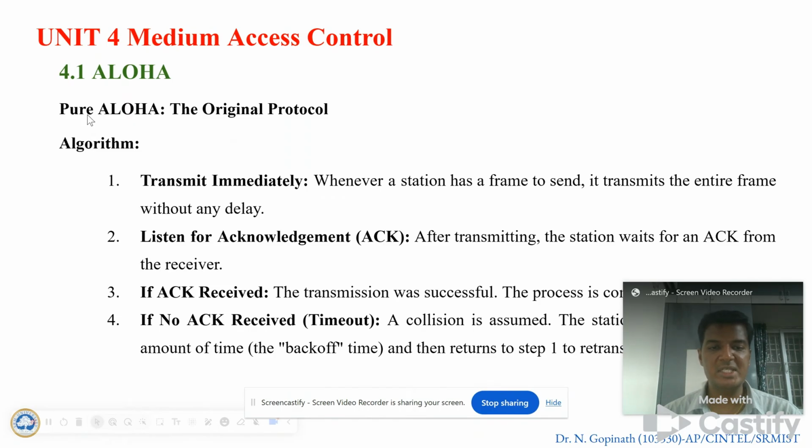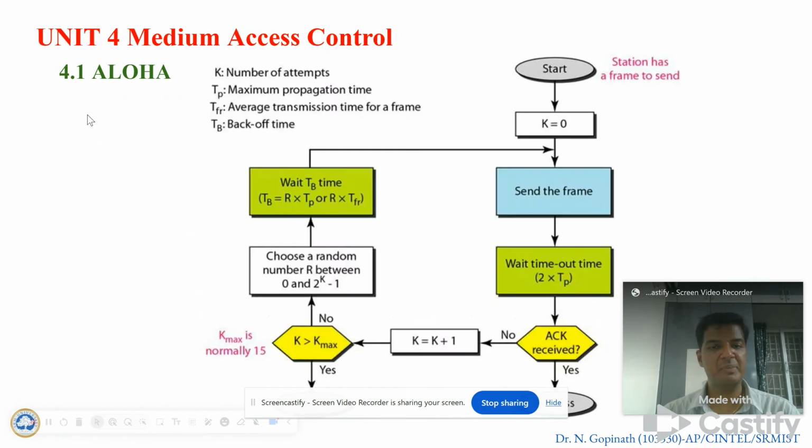Second one, listen for acknowledgement. After transmitting, the station waits for an acknowledgement from the receiver. If the acknowledgement is received, that is, the transmission was successful, the process is complete. If no acknowledgement is received, that is a timeout, it is assumed that a collision has happened in between. So here is a diagrammatic representation of how Aloha works.